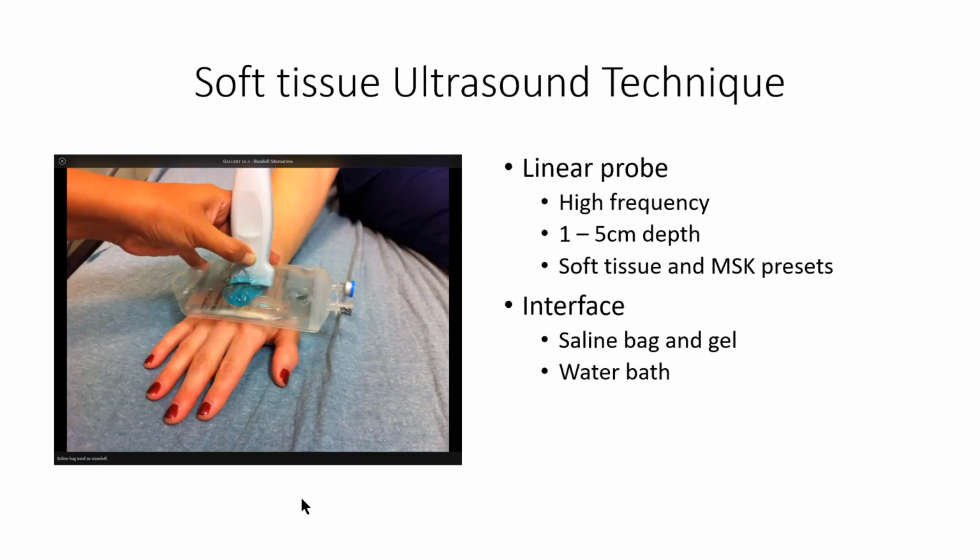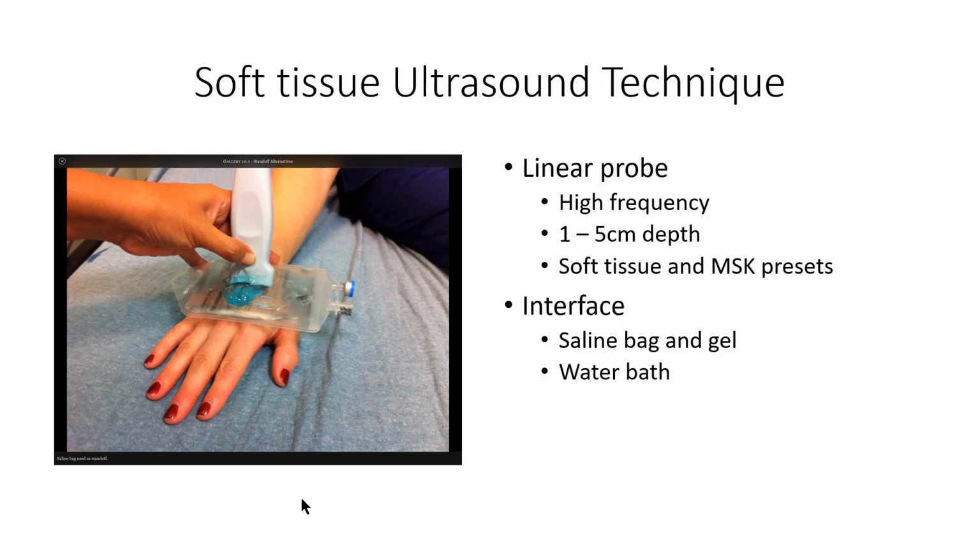So these are the techniques for doing soft tissue ultrasound. We're going to use a linear probe, and this generates high frequency, which is going to give us nice detail for small structures like the median nerve. Now we're going to use a depth of something like 1 to 5 centimeters. Usually if you need more than 5 centimeters, you're in a deep tissue of the trunk or the buttock or whatever. And this depth is going to be set for you if you use the soft tissue and musculoskeletal presets.